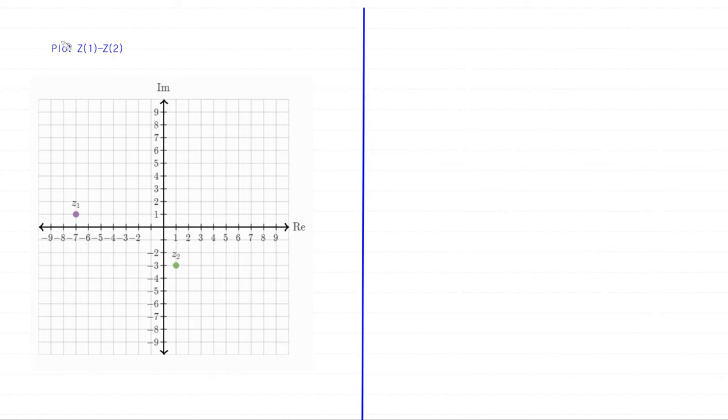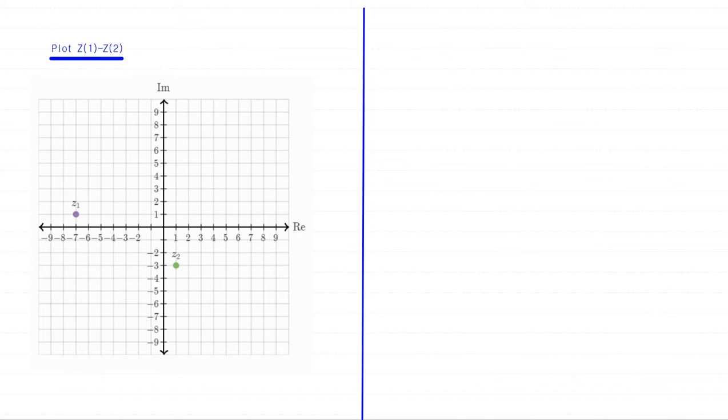So in this video, I'm going to talk about graphically adding or subtracting complex numbers, which have an imaginary part and a real part, and plotting them in the coordinate plane. The question asks us to plot z1 minus z2.